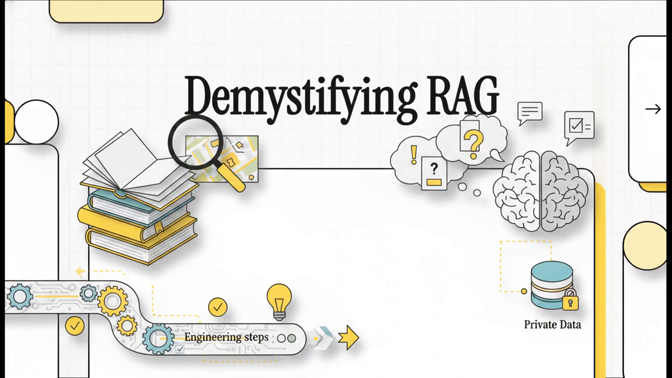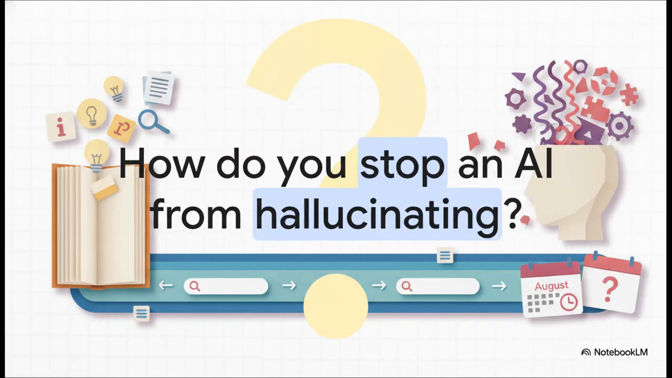We're going to look at the concrete engineering steps that take these big, abstract AI concepts and turn them into highly accurate fact-checking machines. So to really understand the solution here, we first have to fully understand the core problem. How do you actually stop an AI from hallucinating?